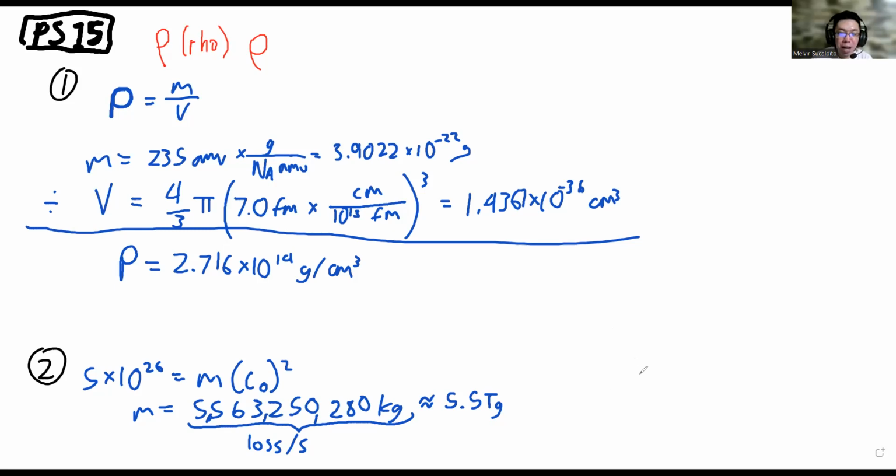5.5 teragram per second, or 5.5 times 10 to the 9. Correct. So 5.56, that's the answer. 5.56 times 10 to the 9 kilograms per second. So imagine, Josh, the sun is losing that much of its mass to produce a certain amount of energy, which is approximately 5 times 10 to the 26 joules per second.